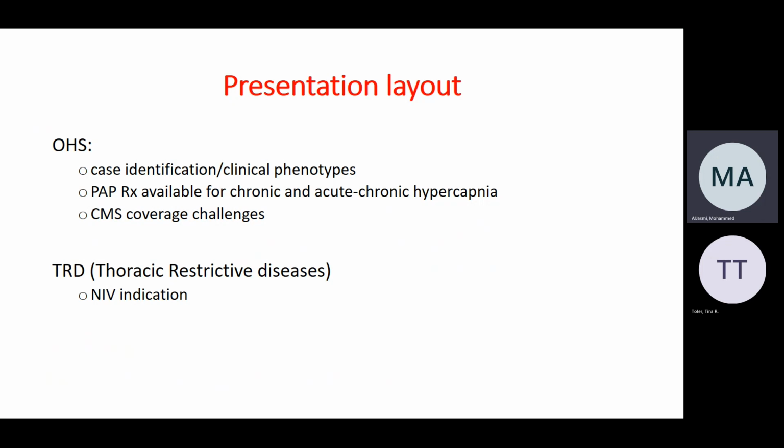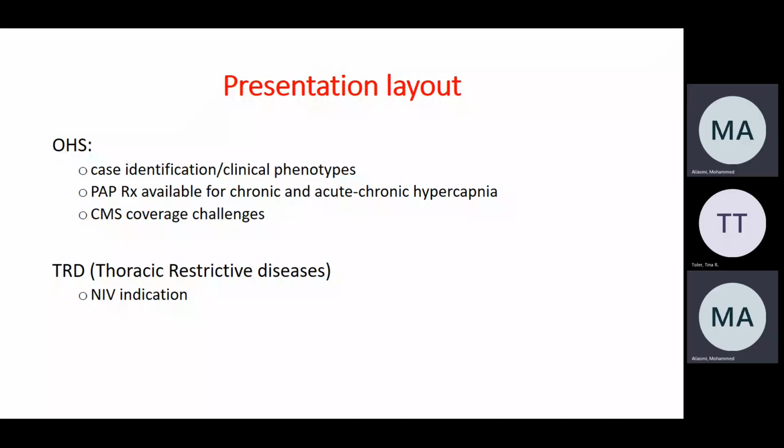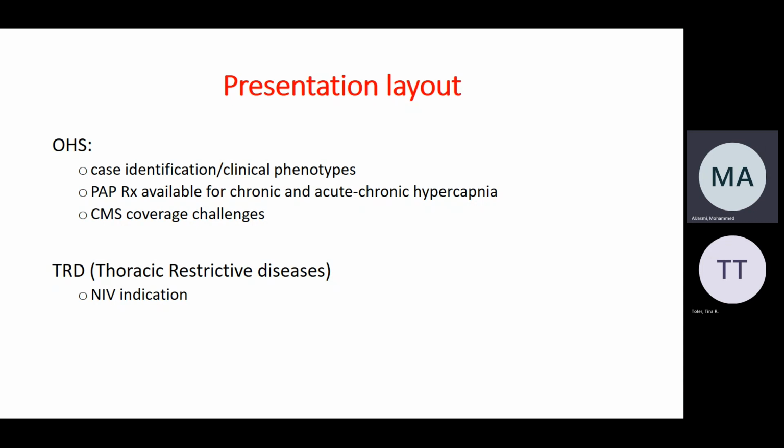and also we'll cover some of the challenges that we face when it comes to the available coverage with the CMS. And also I'll try to briefly touch upon the thoracic restrictive diseases and neuromuscular disorders, just from the perspective of when to start the NIV. So I'll be mainly focusing on these two problems regarding the NIV per se.